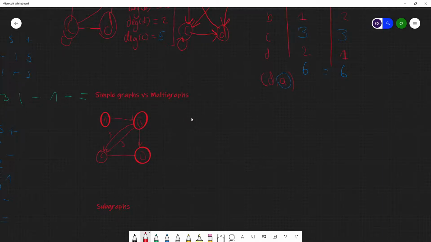And similarly, it is called a multigraph for undirected. Otherwise, it's called a multi-digraph. Digraph, I don't think we've actually mentioned this. Digraph is the shortened word for directed graph. So it's a multi-digraph if it's a non-simple directed graph, or just a multigraph for undirected graphs.